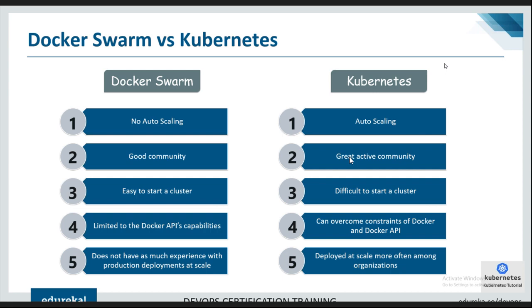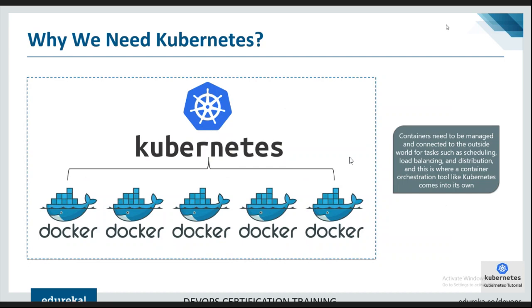That's why Kubernetes is mainly useful for deployment of multiple Docker containers, where they can all be managed using Kubernetes as the main orchestration tool available. Containers all need to be managed and connected to the outside world for scheduling, for load balancing, for distribution. This is where container orchestration tools like Kubernetes come into play. Because if you want to scale up using the auto scaling group, especially when we're deploying over cloud services, then we need a special Kubernetes tool deployed here.